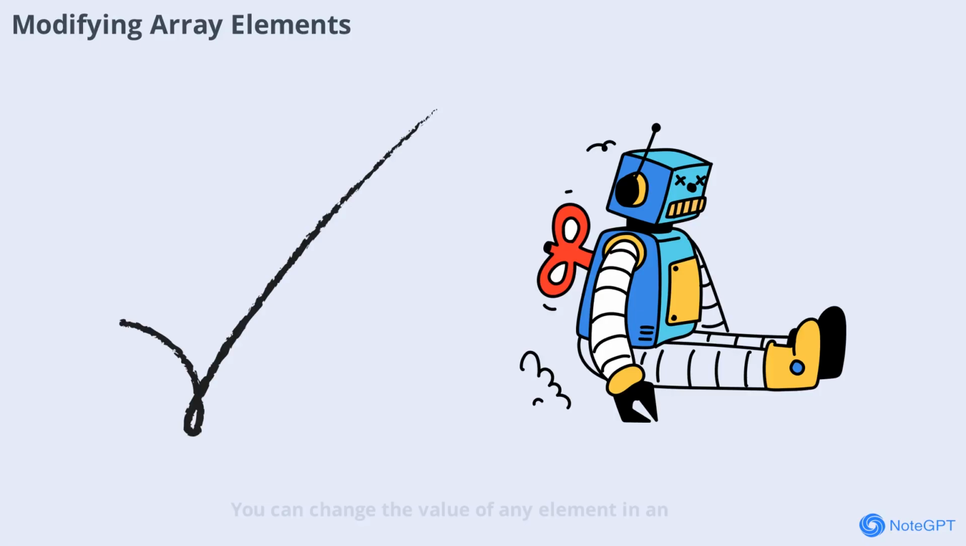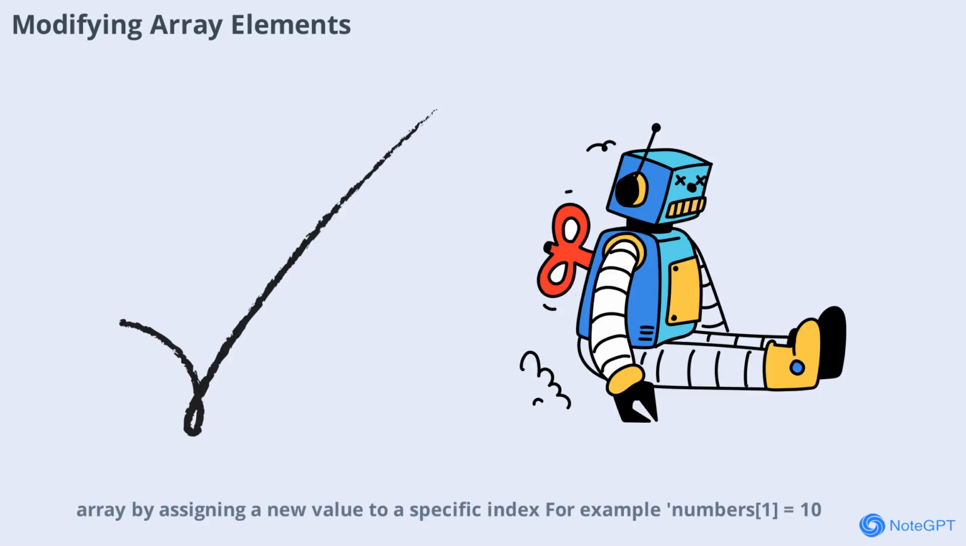You can change the value of any element in an array by assigning a new value to a specific index. For example, numbers[1] = 10 changes the second element to 10. This flexibility makes arrays ideal for situations where data needs to be updated frequently. Just be careful not to access indices outside the array's bounds, as this can cause errors or unexpected behavior in your program.